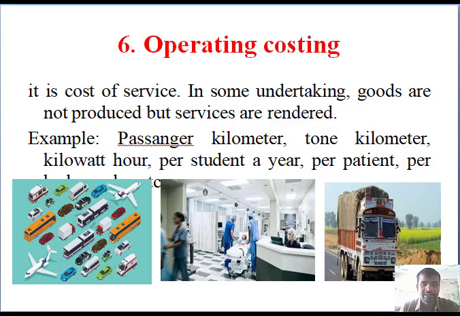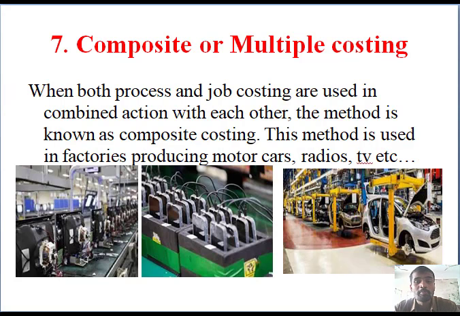So these are all examples of operating costing industries. The seventh one is composite or multiple costing. When both process and job costing are used in combination with each other, the method is known as composite costing. This method is used in factories producing motor cars, radios, TVs, etc.